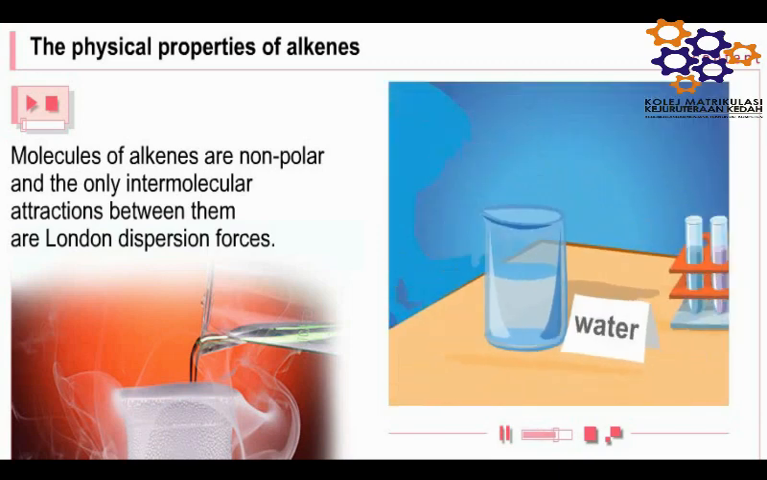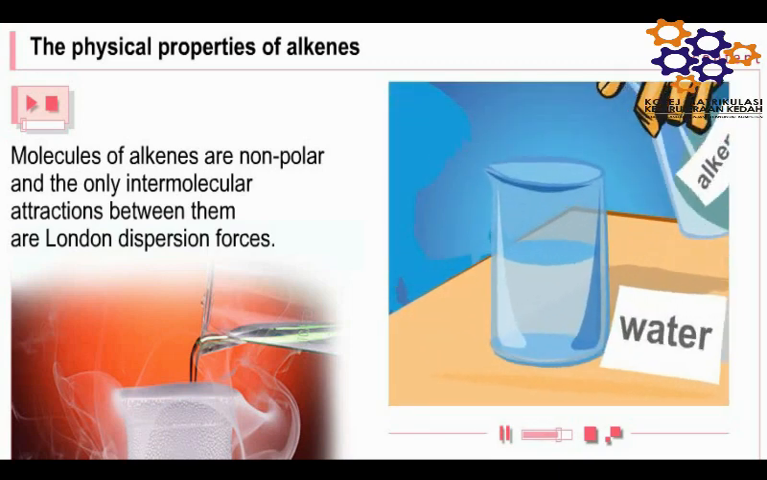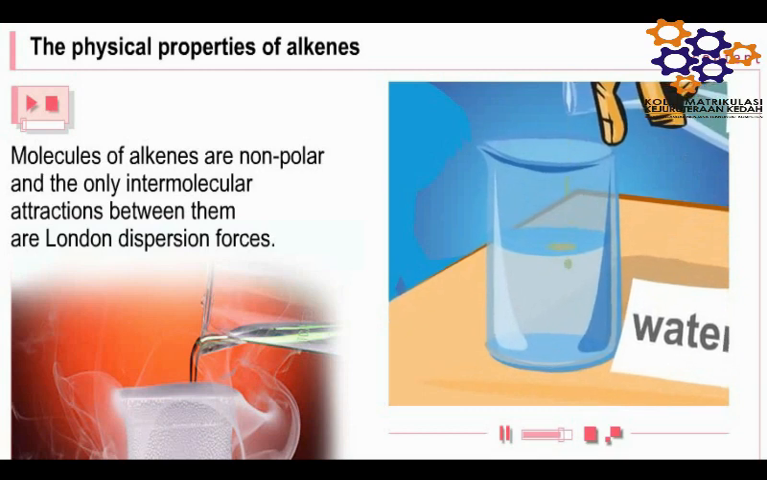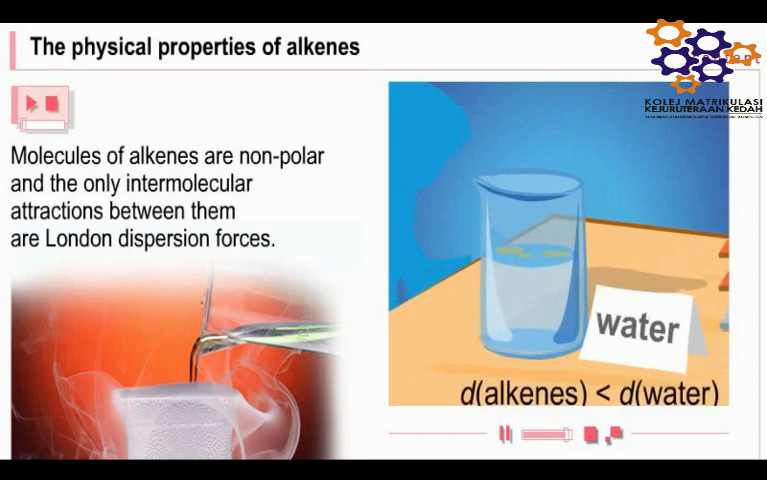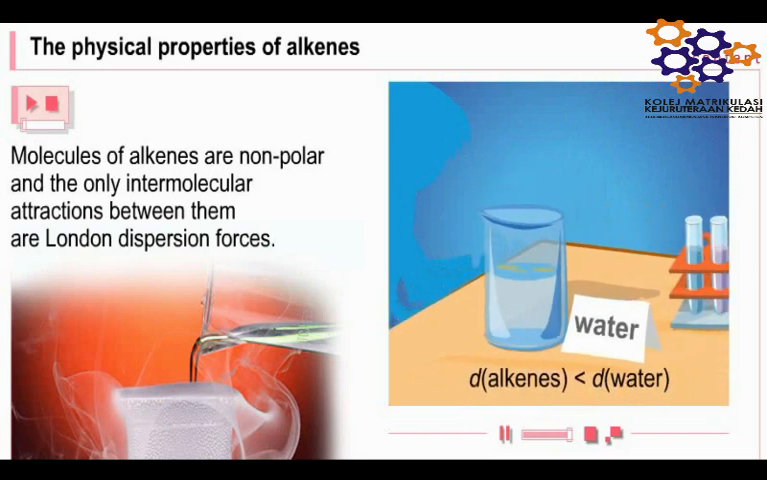Both alkenes and cycloalkenes are insoluble in water, but they are soluble in one another. Their density is lower than that of water.